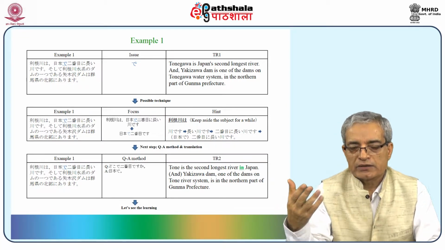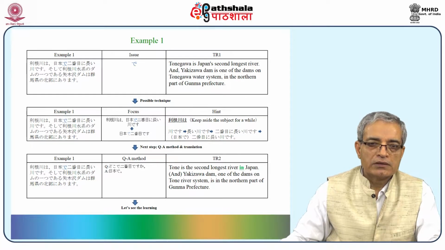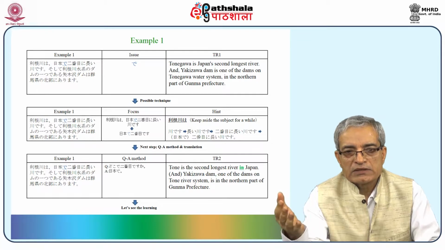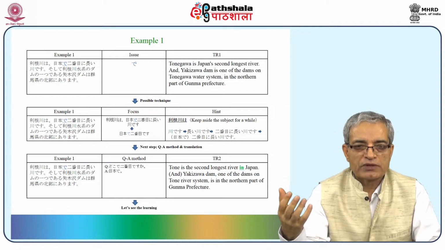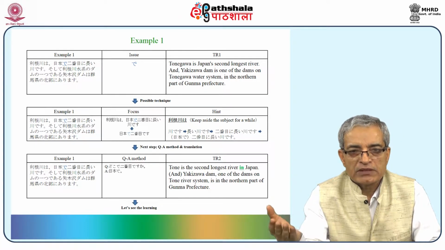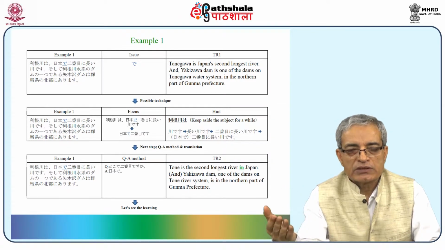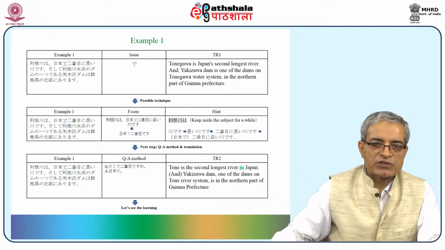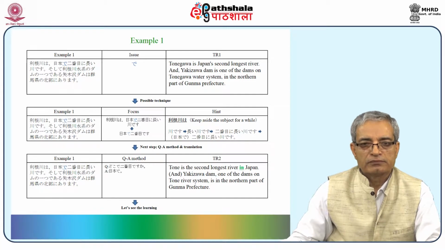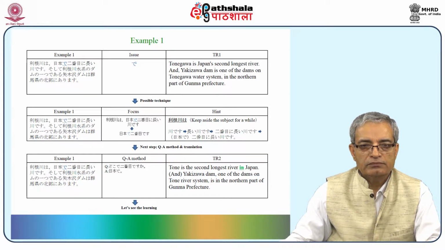So what is coming in bracket? Just see. If we consider this Nihon de 2番目に長い川です as an answer, what would be the question for this? And the question in this case would be どこで2番目ですか? So 日本で2番目です. And the translation comes as? Translation would be Tone is the second longest river in Japan, and Yakizawa Dam, one of the dams on Tone River system, is in the northern part of Gunma Prefecture.